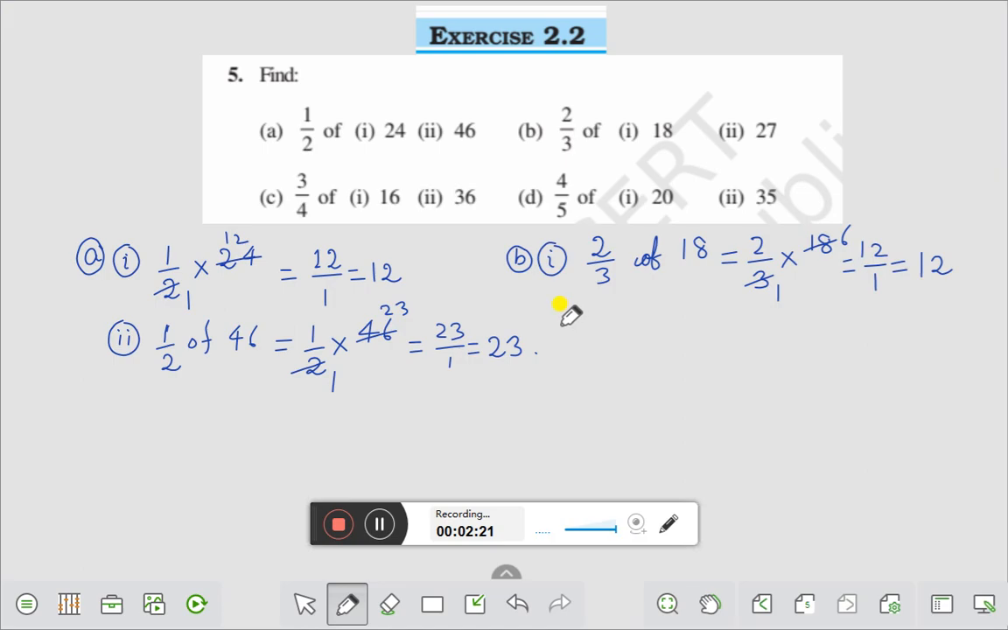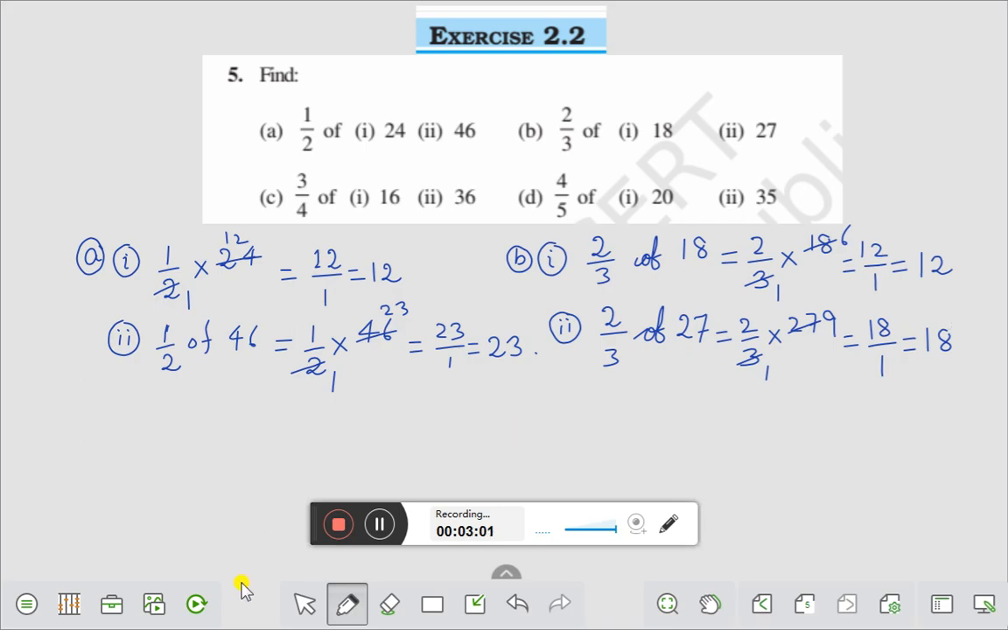Right? Now B2 is 2 by 3 of 27. That will be equal to 2 by 3 of, is multiply, 27. That is 3 1 is 3, 3 9 is 27. That is 9 2 is 18 by 1. That comes to 18. Right? This is A and B.